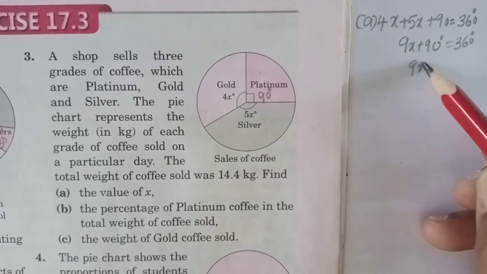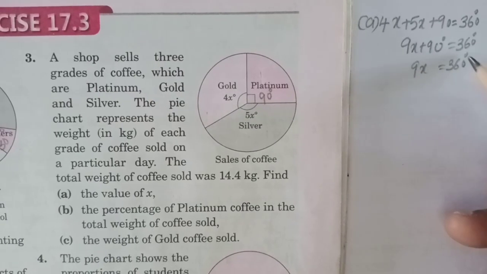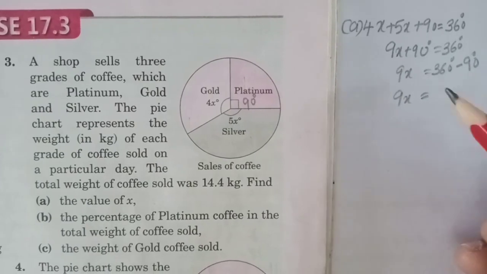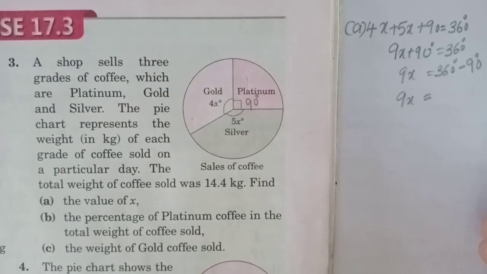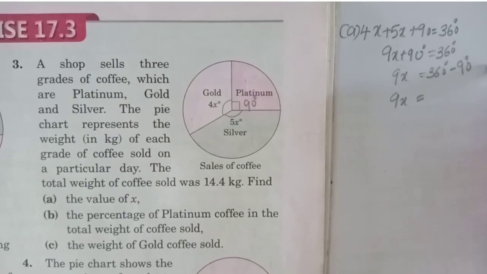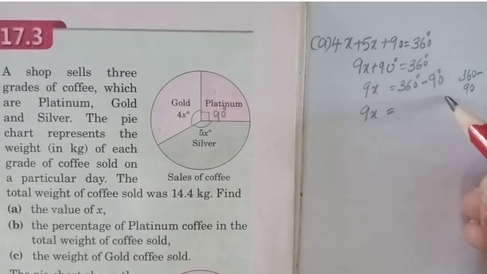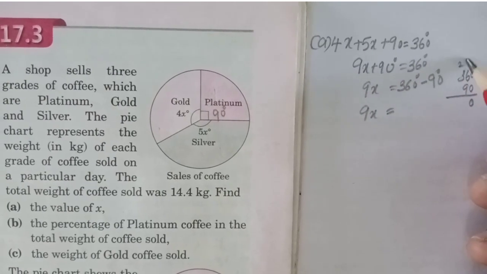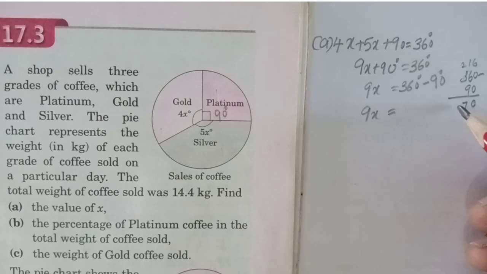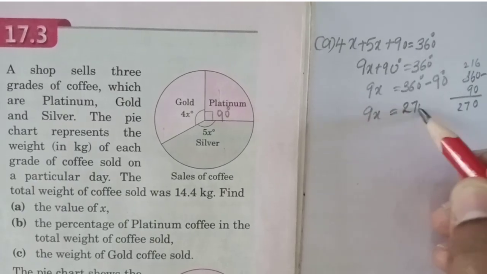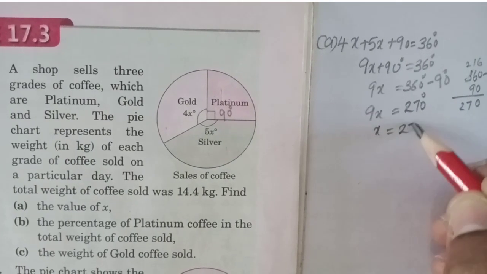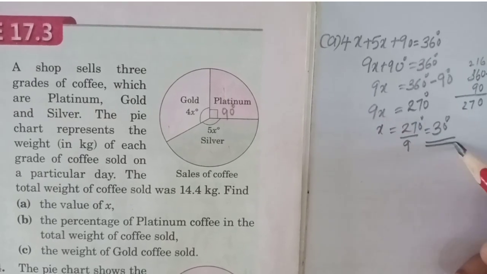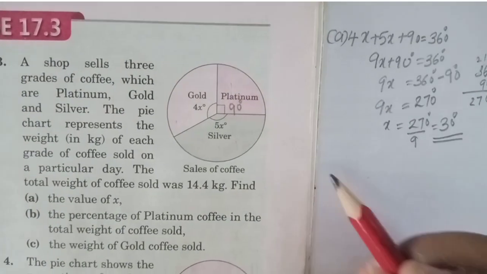So 9x is equal to 360 degree minus 90. 360 minus 90: 0 minus 0 is 0, 6 minus 9 is not possible, so 16 minus 9 is 7, and 2. So 270 degree. x is equal to 270 degree divided by 9, which is 30 degree. So the value of x is 30 degree.